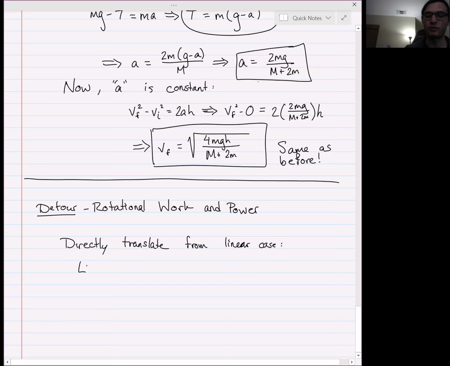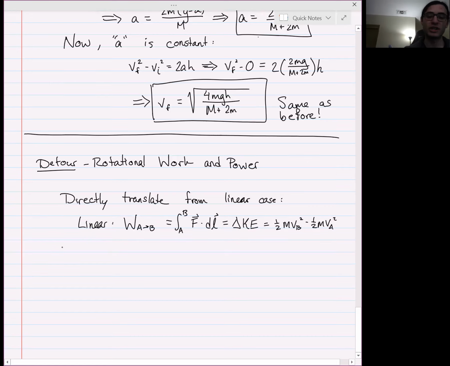In the linear case for work, we have the work done as the object goes from A to B is equal to an integral from A to B of the force dotted into the path. And that was equal to the change in kinetic energy, which was just 1/2 m v_b squared minus 1/2 m v_a squared, right? Nothing new there, the work-energy theorem. The rotational version is just the same, just by substituting in the new things.